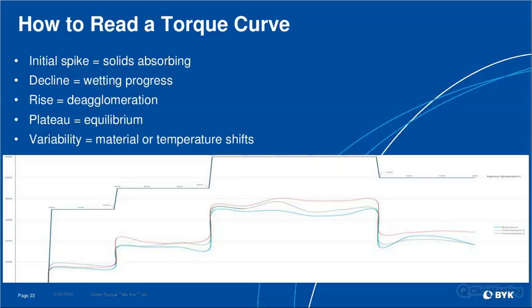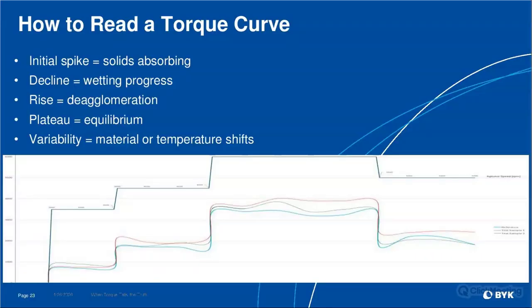So what we're looking at here on the torque curve, right? We have an initial spike when we start to add our solids. That will decline as it wets out, right? It kind of evens out, and then when we get into the dispersion phase, when we're getting the tip speed up to 18 to 25 meters per second, we also have spikes, right? But what we're looking for is that it does stabilize within each stage. That shows us that we're getting good material processing. When we have variables, that means our material is reacting differently, or we're having temperature shifts.